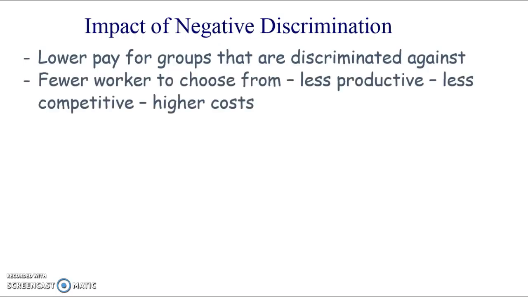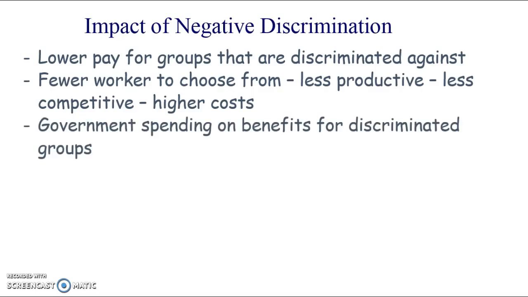So this has a major impact on their life, their standard of living, and health, often, if they can't access the things that other groups in the economy can access. But for firms as well, it means that they're really cutting down their pool of potential employees. So there's fewer workers to choose from. This might mean that they're less productive, less competitive. It might mean that they're higher cost. So they're really shooting themselves in the foot through partaking in negative or any form of discrimination.